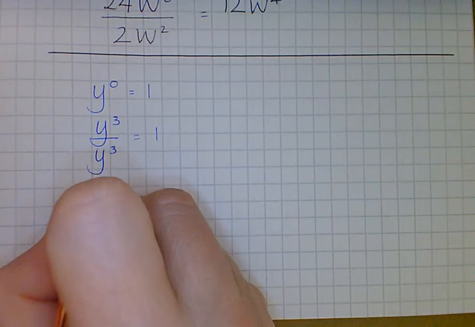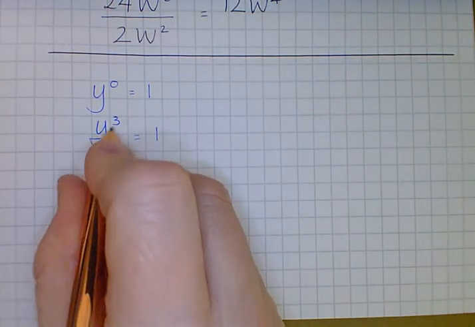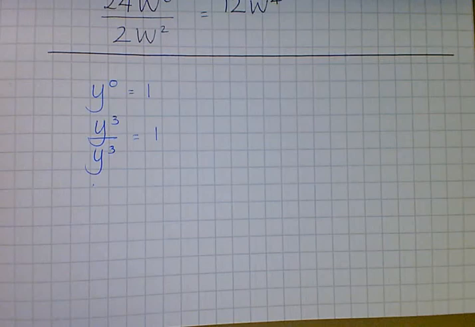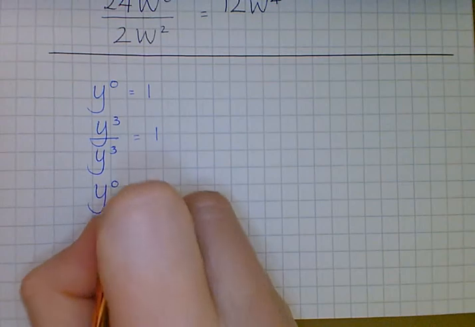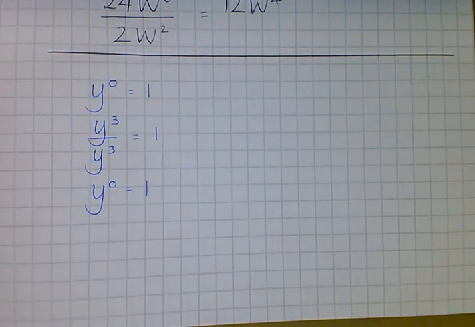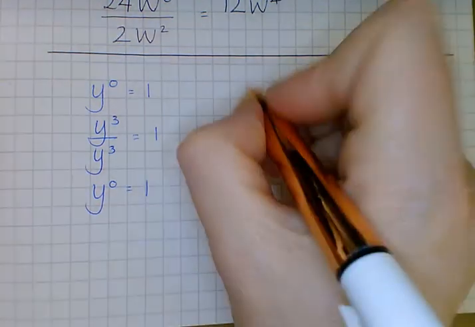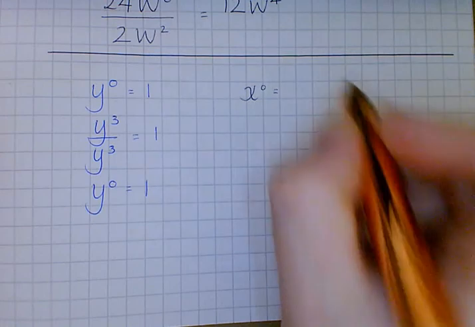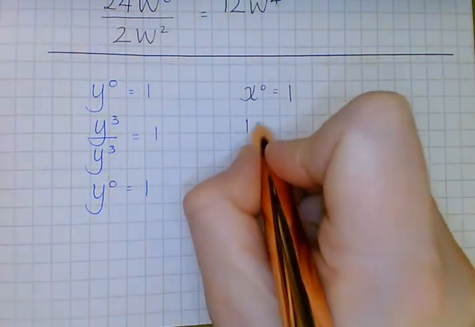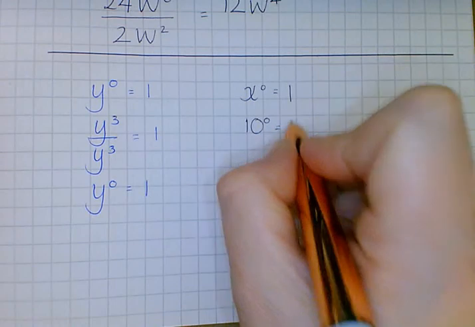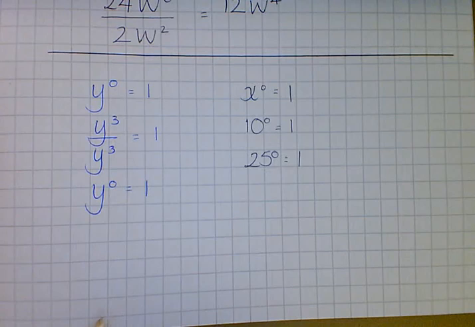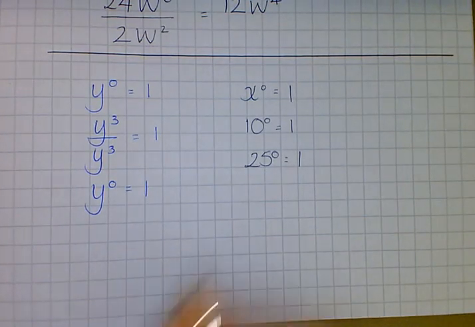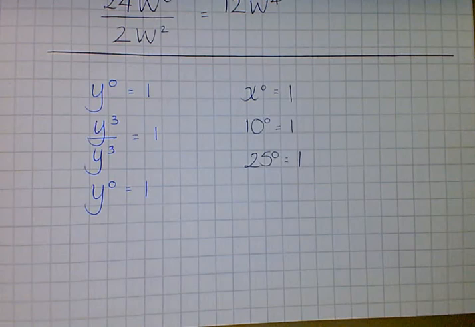And if we use our index laws here, we know that we're going to subtract these two indices here. So 3 take away 3 is 0, so it would be y to the power of 0, and we know that that's got to equal 1. So looking at a few examples, if we had x to the power of 0, that would equal 1. If we had 10 to the power of 0, that would equal 1. If we had 25 to the power of 0, that would equal 1. Absolutely anything to the power of 0 is always going to equal 1.